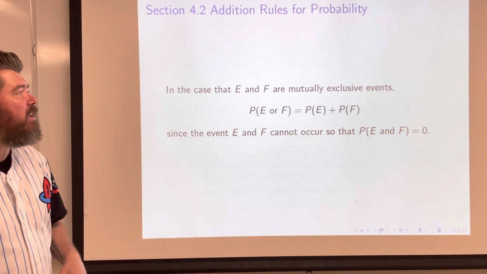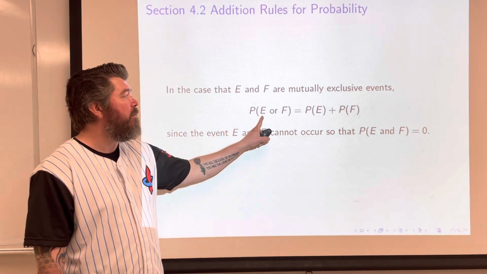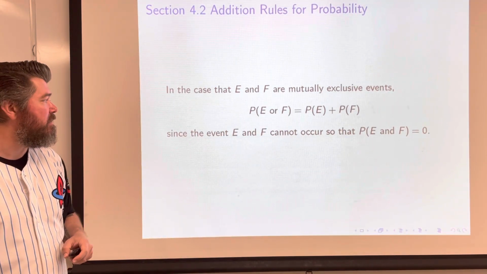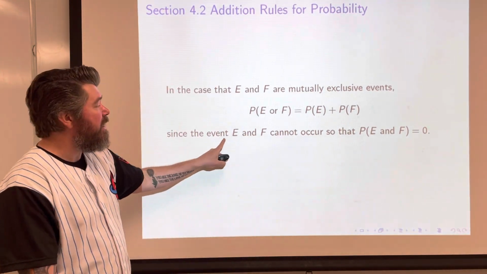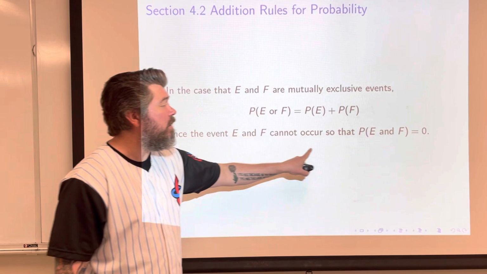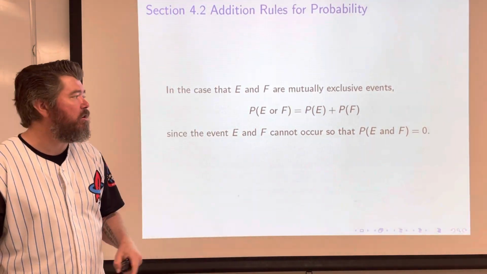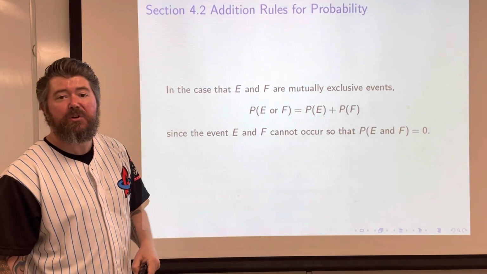In the case that E and F are mutually exclusive events, the probability of E or F is just the sum of the probabilities of the events. And this is because the event E and F cannot occur, so the probability of E and F is 0. So in subtracting P of E and F, we're just subtracting 0.